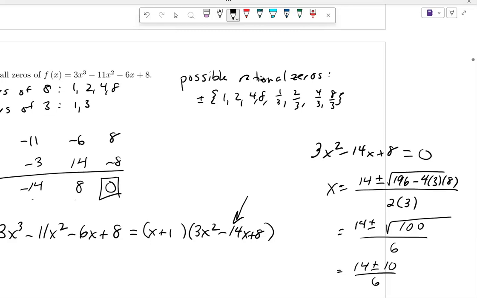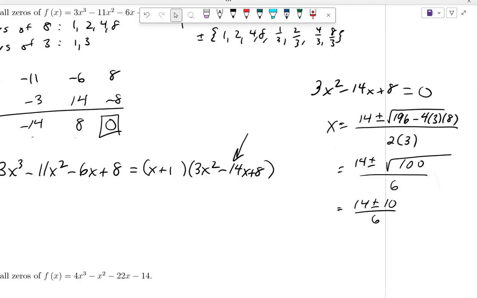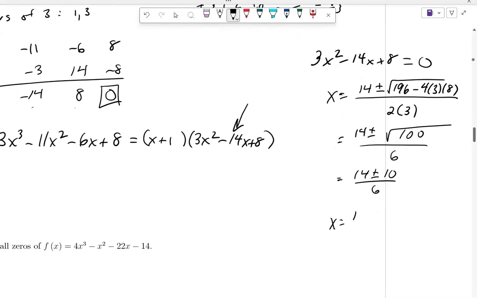Now remember what the plus or minus means. You do 14 plus 10 over 6, or you do 14 minus 10 over 6, right? So 14 plus 10 is 24, divided by 6 gives you 4. 14 minus 10 is 4 over 6, which gives you 2/3. Right? And isn't that what we saw on the graph, by the way? The other two roots were 4 and 2/3.